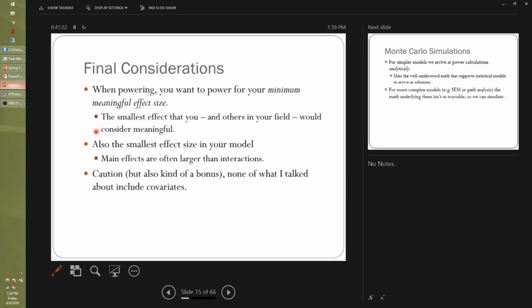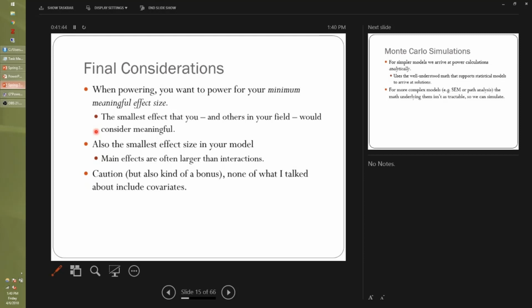So you really want to think about not just what's the minimum meaningful effect, but what is the smallest effect in your model going to be? What is the smallest effect that you might care about in these interaction effects? Because you really got to power for the smallest, the least effective, the smallest meaningful effect, really. It's important to think about that.